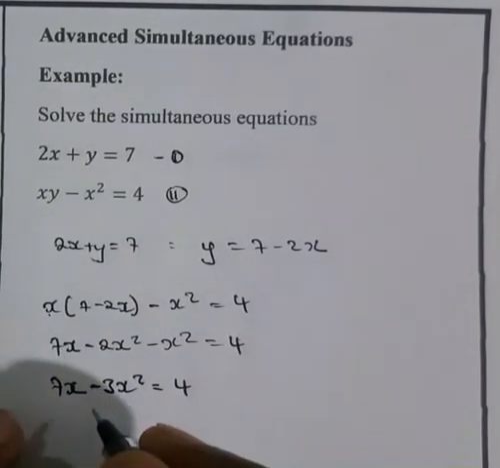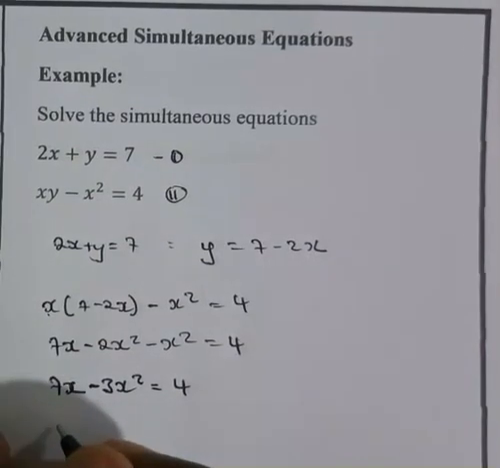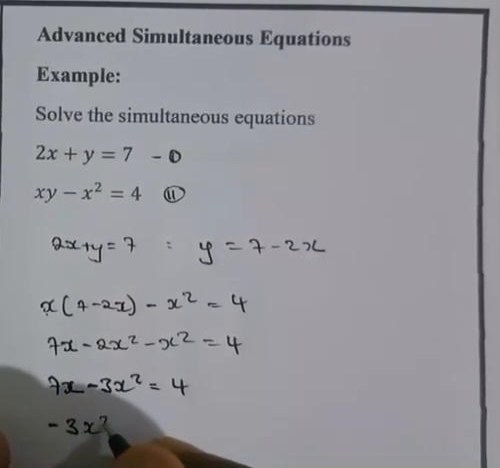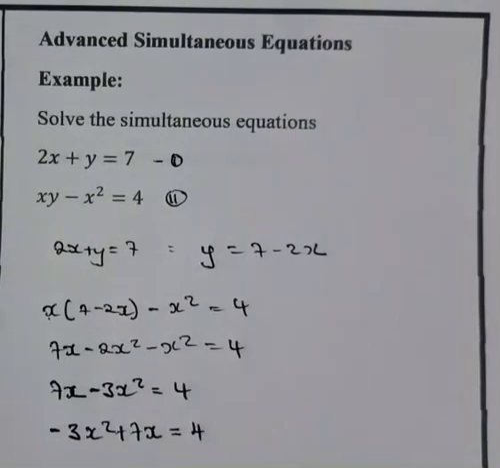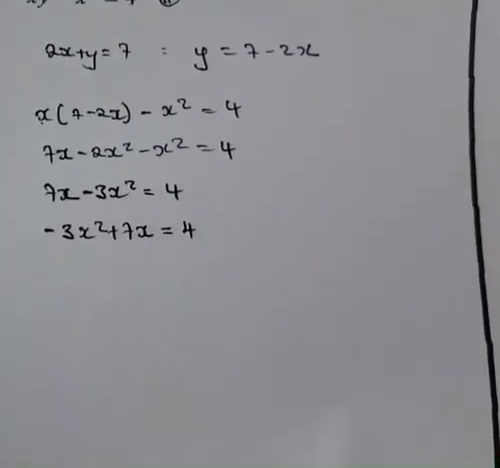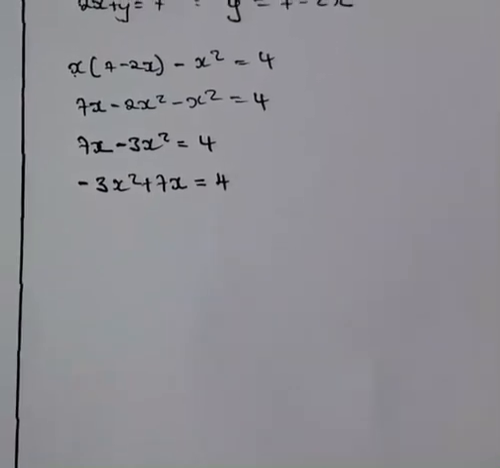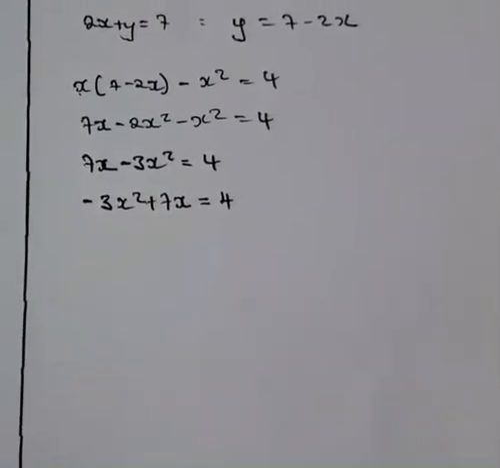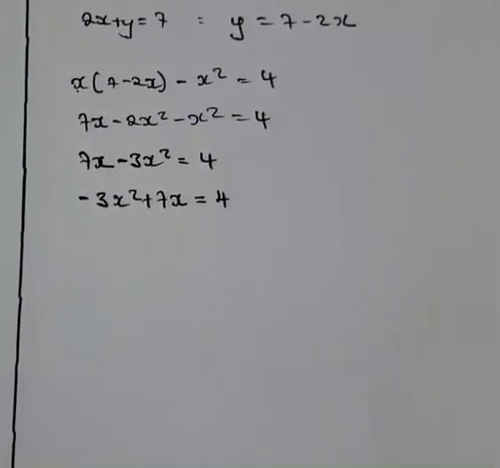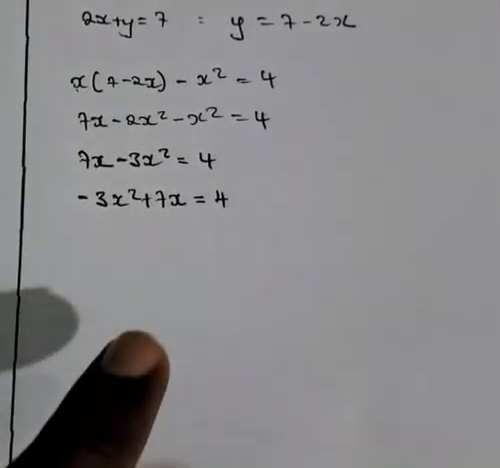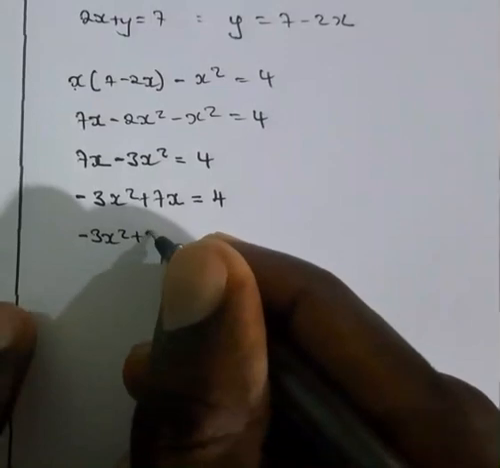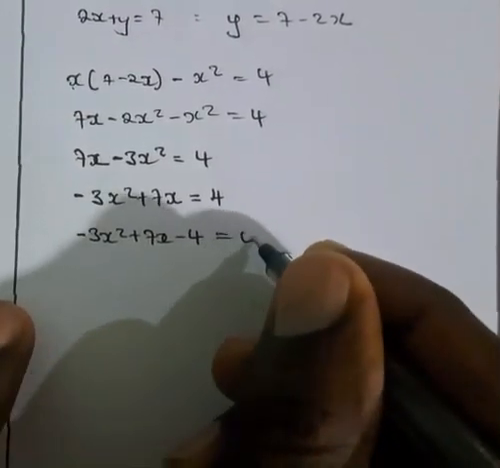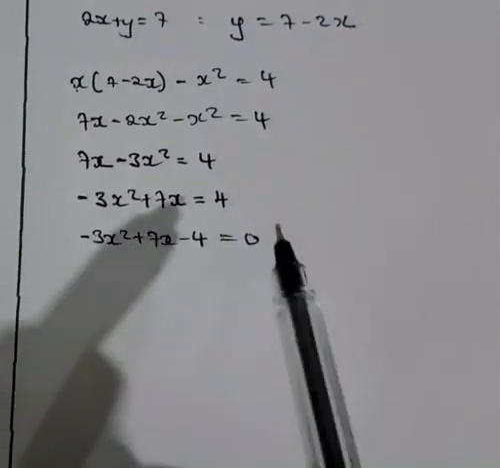So writing it nicely, starting with the one with the highest power, we're going to say negative 3x squared plus 7x is equal to 4. And of course, we can move 4 to the left side so that we can form a quadratic equation, or quadratic function, so to speak. So it's going to have negative 3x squared plus 7x minus 4 is equal to 0. So we need to find the roots that will make this equation equal to 0.